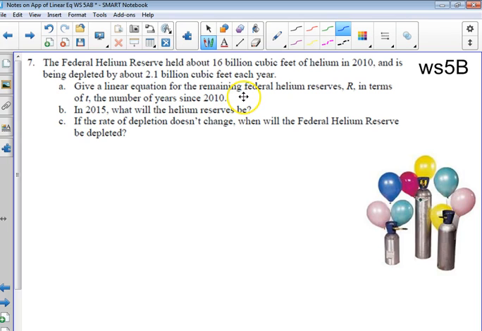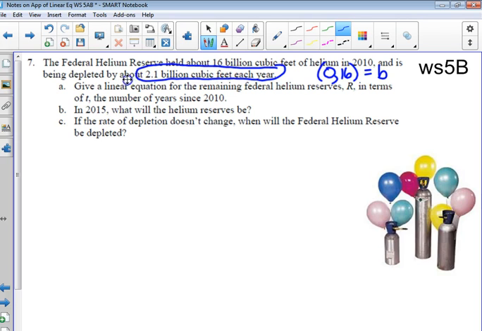If it's years since 2010, then year 0, it has how much? 16 billion cubic feet. Is that an important ordered pair? It's especially important because it's the what? Y-intercept. If it is being depleted by 2.1 billion cubic feet per year, is that an ordered pair? It's a rate, so it is a slope.